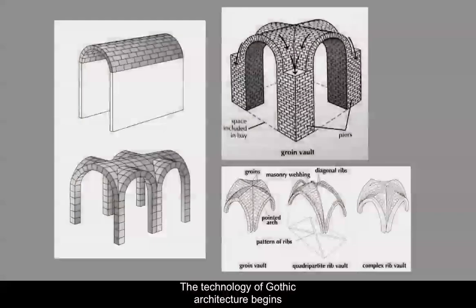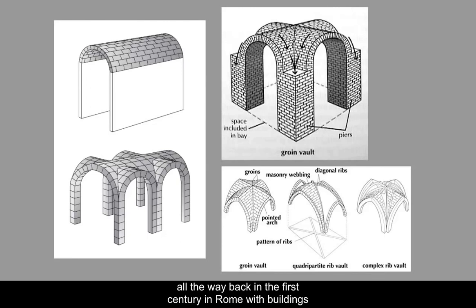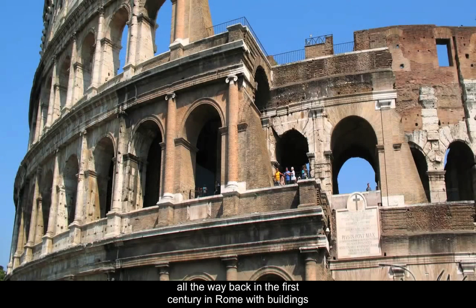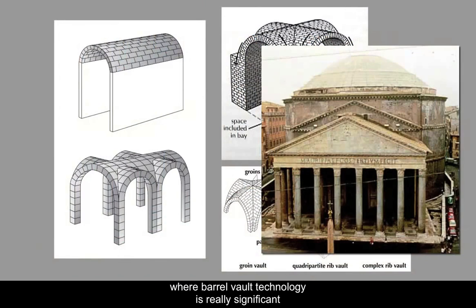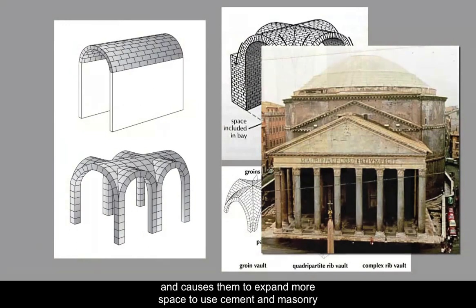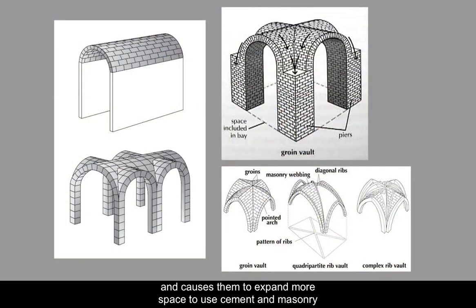The technology of Gothic architecture begins all the way back in the 1st century in Rome, with buildings like the Colosseum and also buildings like the Pantheon, where barrel vault technology is really significant and causes them to expand more space, to use cement and masonry, and then face it with better materials afterwards. So it's a cheaper way of building things, but it's also a superior technology to post and lintel.